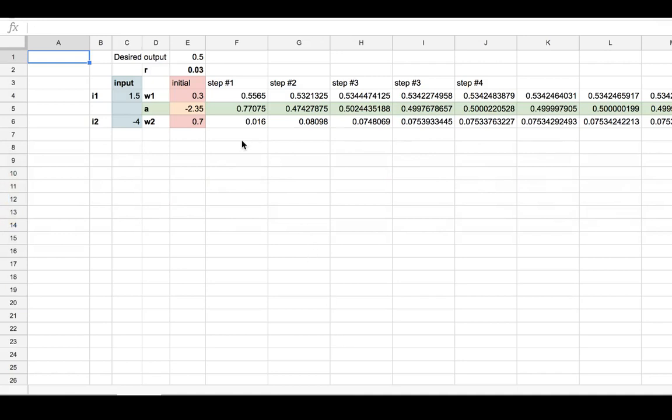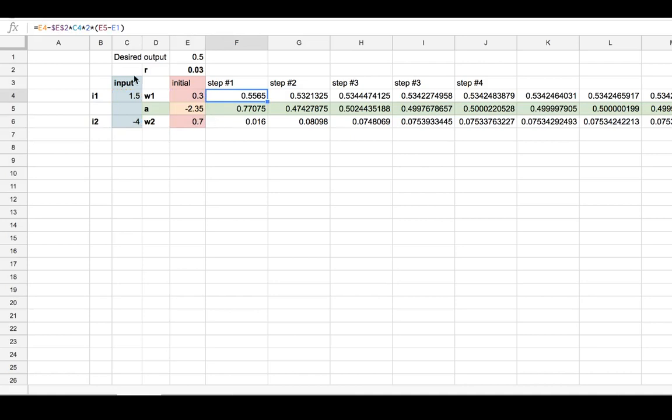So here I have put all the variables in. We have the desired output 0.5. We have a learning rate 0.03. I'll get back to that in a second. Then we have the input 1.5, -4, and the initial weights 0.3 and 0.7. And the current activation is simply the input 1 times the weight 1 plus the input 2 times the weight 2. So there we go, that's just as we saw before.